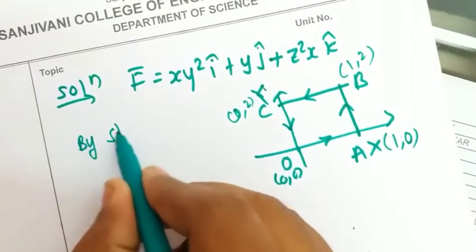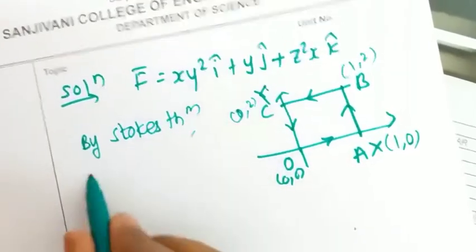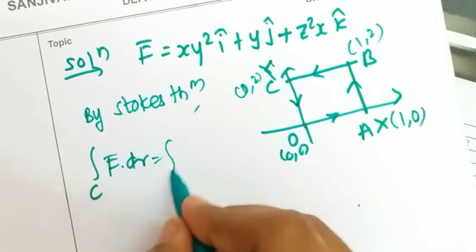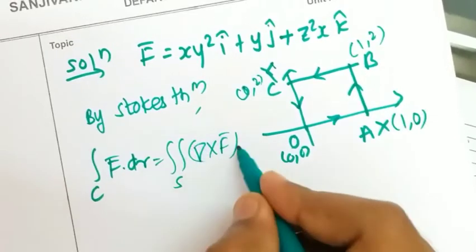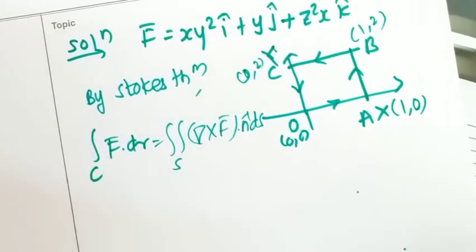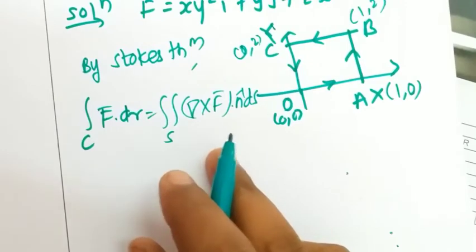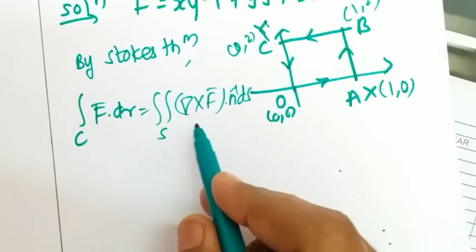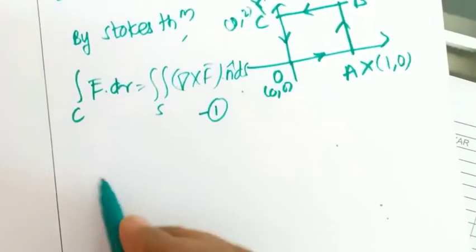By Stokes theorem, write the statement now. By Stokes theorem, integral over C of F bar dot dr bar equals double integral over S of del cross F bar dot n cap dS. For verification we need to calculate both the integrals, left hand side and right hand side, and show that they are equal. So one by one we'll do. First I will complete the left hand side integral, then we'll complete the right hand side integral. Give this equation number 1.